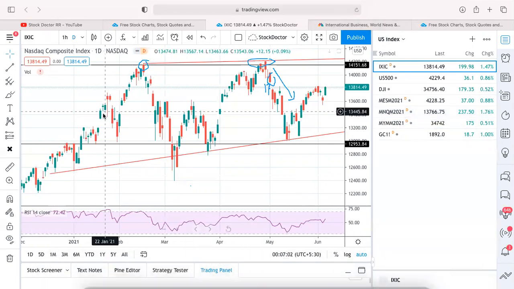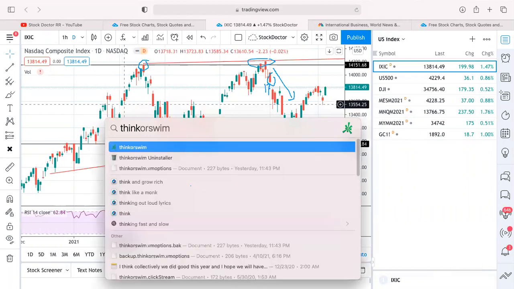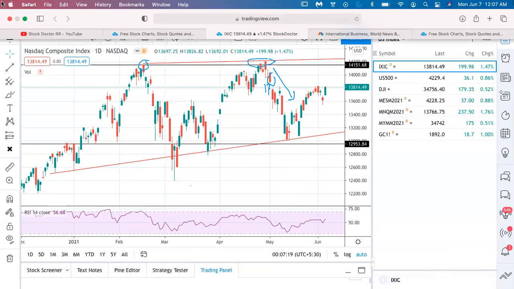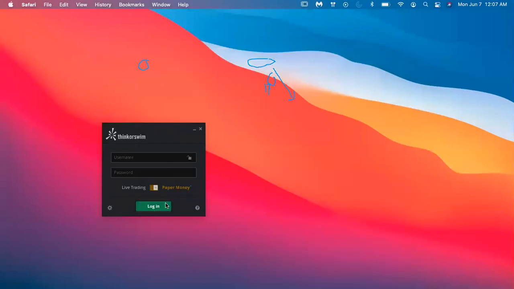So let me pull up thinkorswim here, right? The benefit here is, if you are a beginner, you can start trading on thinkorswim, okay, with a virtual account. That is the benefit of thinkorswim, right? So here this is the live trading, this is paper money. I'm logging on paper money.